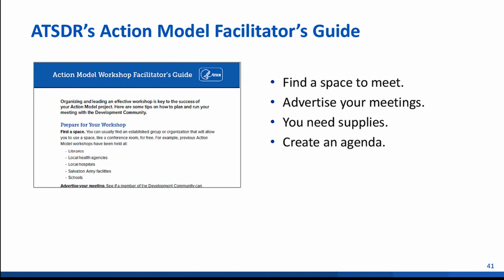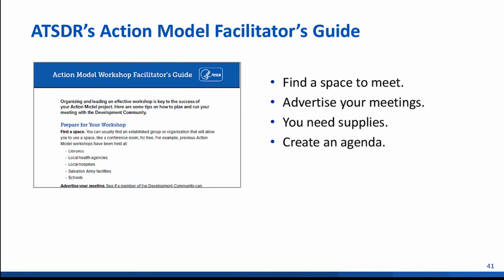Advertise your meeting. See if a member of the community can volunteer to make and print flyers. Sometimes the city's development office will do this. Get supplies such as copies of the blank action model form that's available in the toolkit and sign-in sheets. Have something to write on like a whiteboard, a butcher paper roll that you can tape to a wall, or large post-it pads. See if your partners want to provide food and drinks. Consider if you'll need a computer or a projector, or if it's just going to be a brainstorming session.